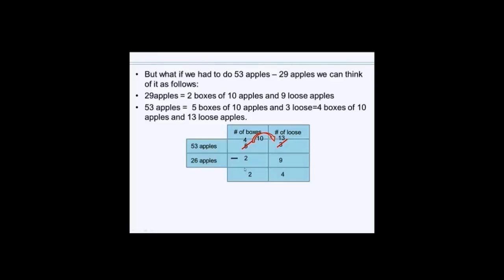And that's how you do decimal subtraction. You borrow a set of 10 to make this bigger and then do the subtraction. So 53 minus 29 would be 24.